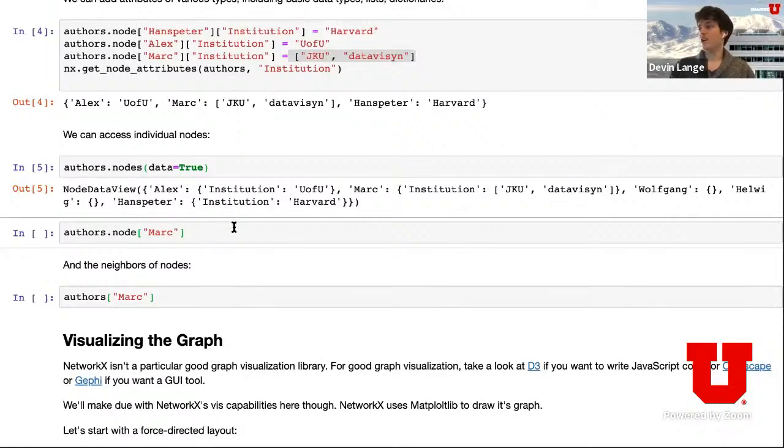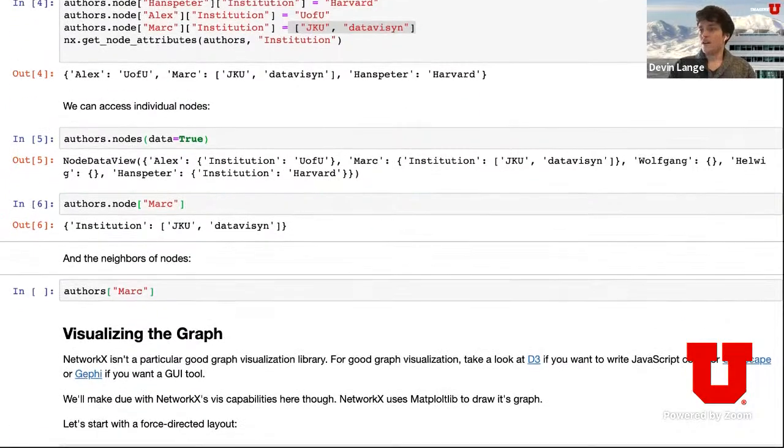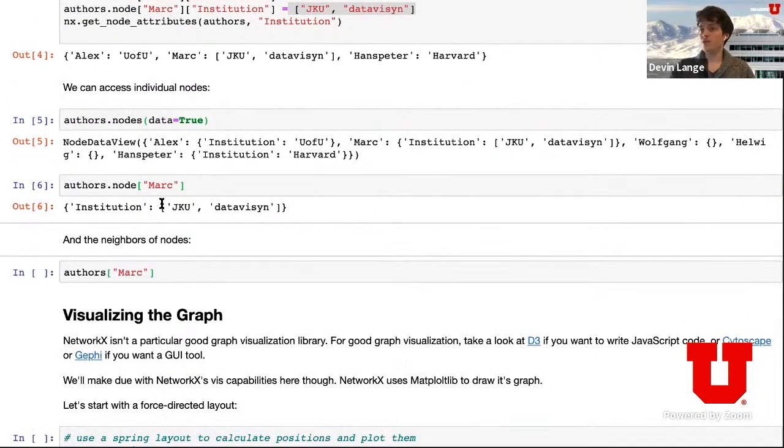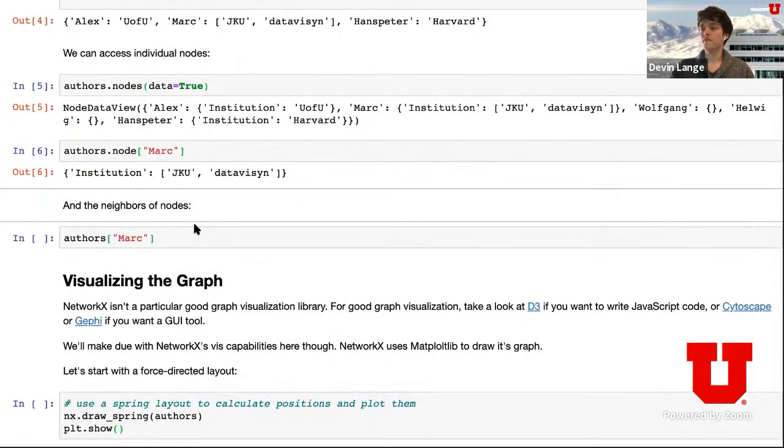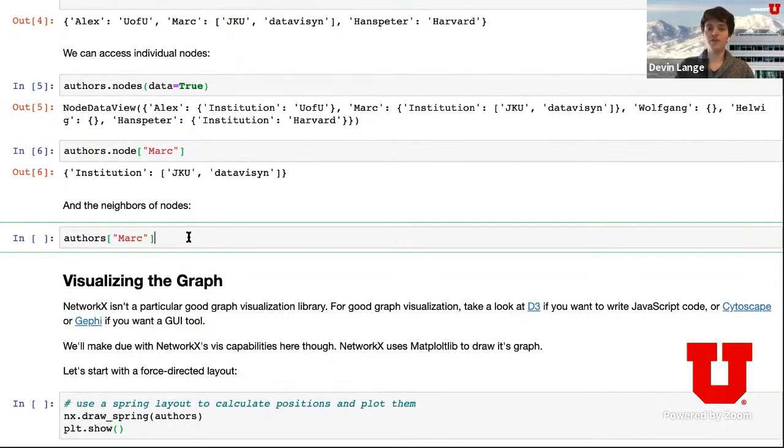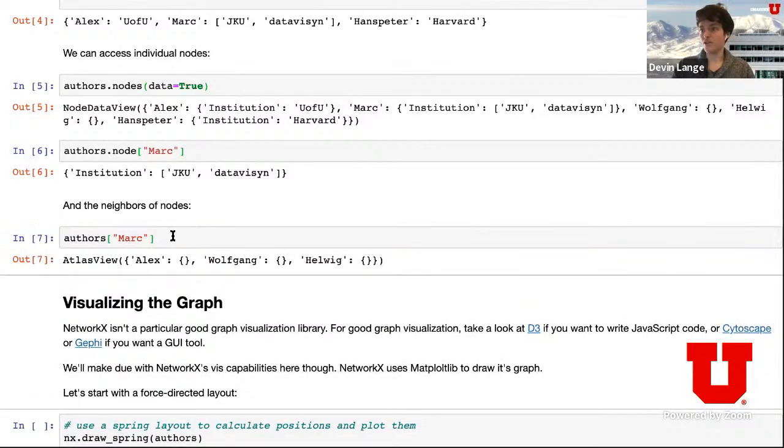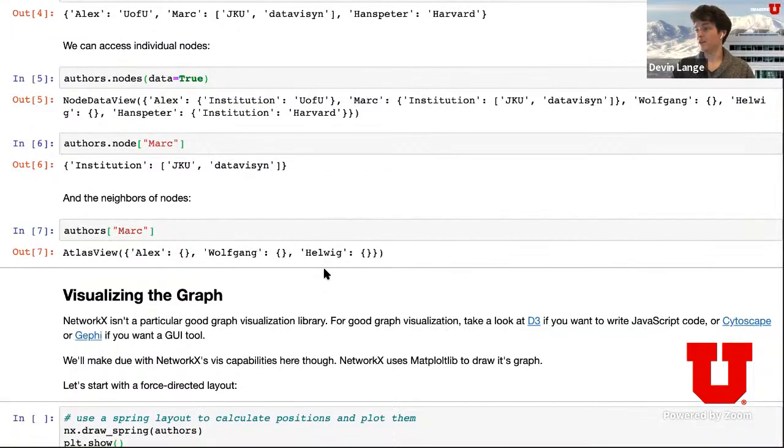And just like before, we can also pull this data back out and use it for all of them or for an individual node. And then if we want to start querying the topology of this network, we can also pass in a node name, and that will give us the immediate neighbors. So Mark has an edge connecting to Alex, Wolfgang, and Helwig.